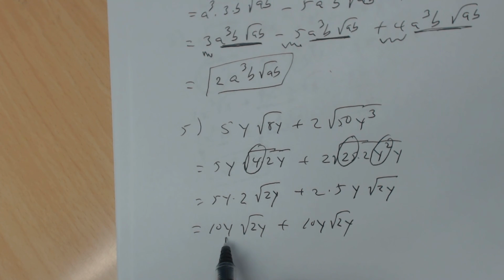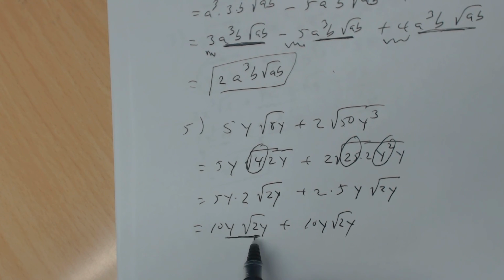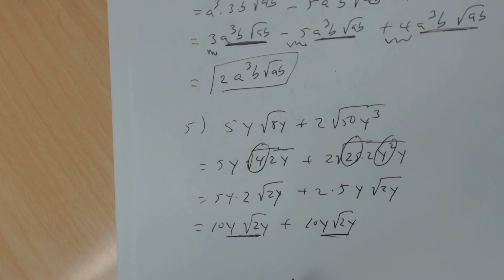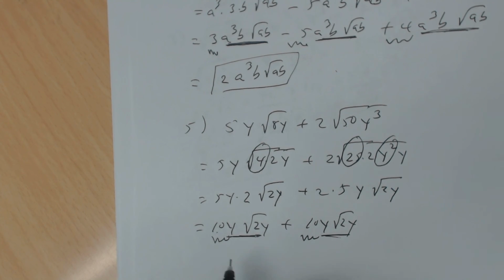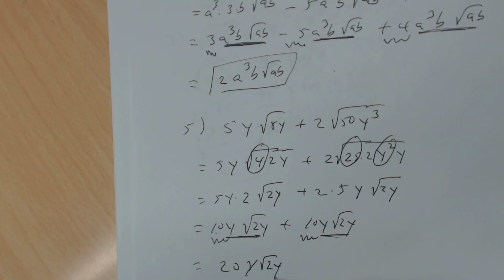So notice these are like terms because they both have y square root of 2y. 10 of them, plus another 10 of them is 20. So I get 20y square root of 2y.